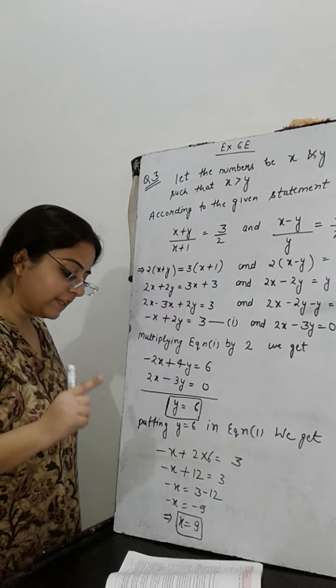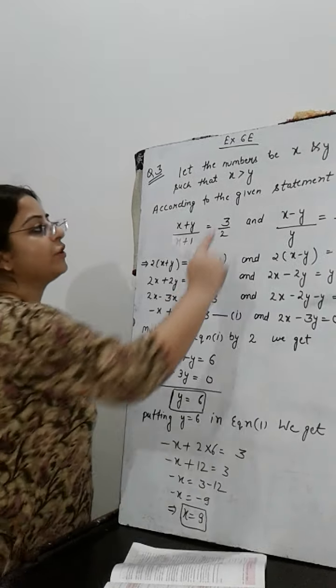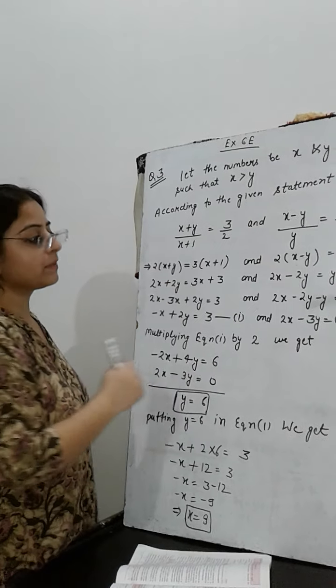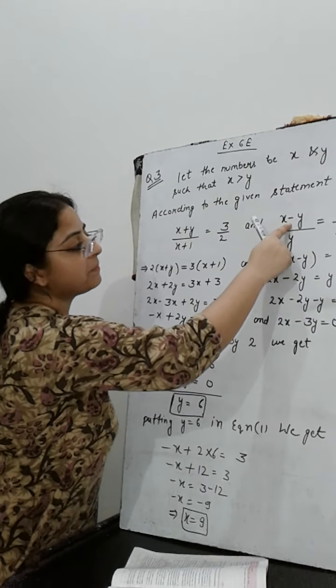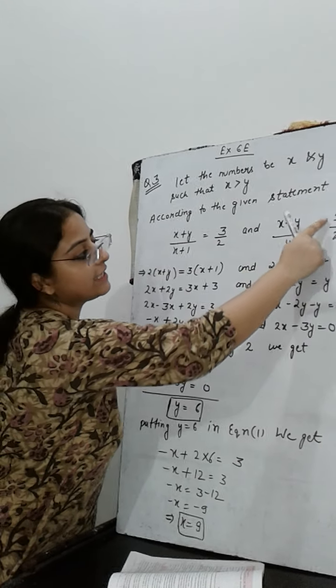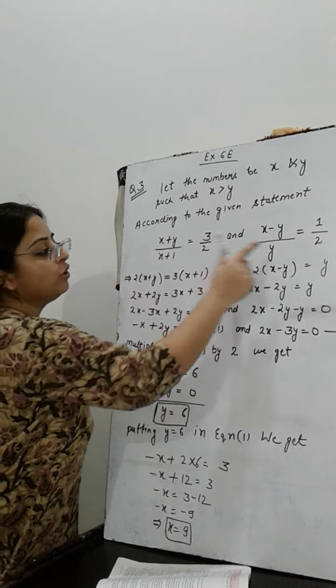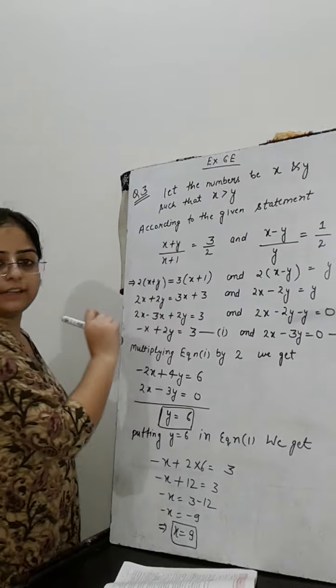When the difference of these numbers is divided by the smaller number, so in our case the smaller number is y. So when the difference of these two numbers is divided by the smaller number, that is y, then the result is 1 by 2. So in this way, two equations we will get.